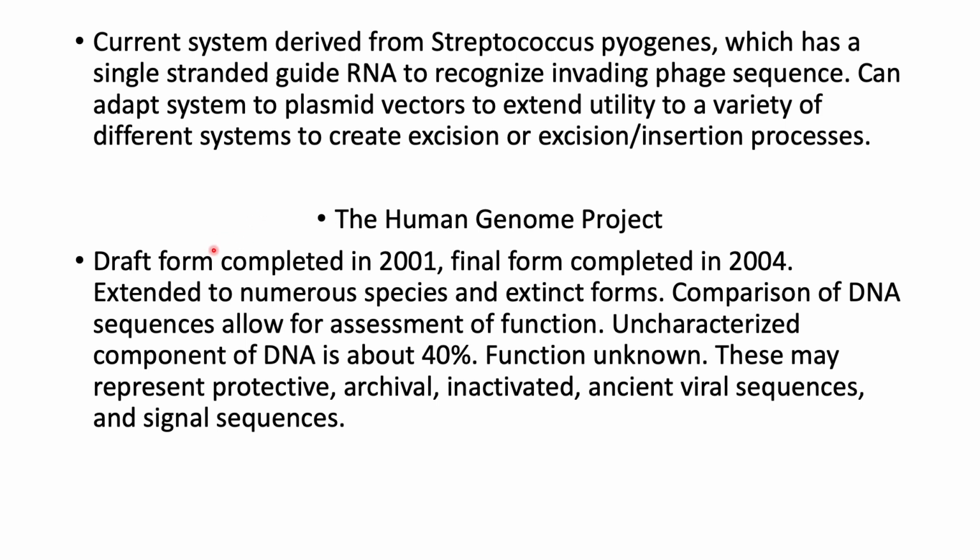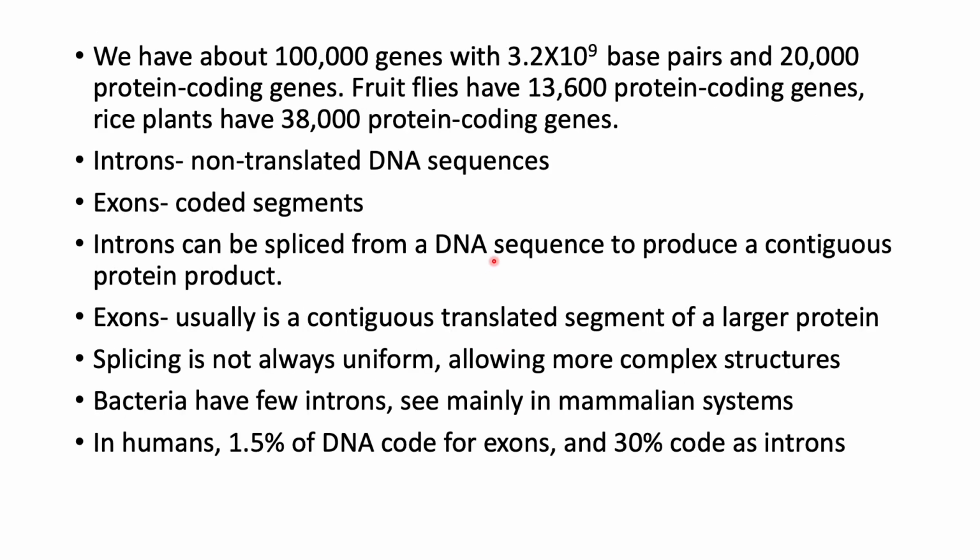The Human Genome Project is a component of all this. The draft form was completed in 2001, the final form in 2004. Numerous species and extinct forms have had this work done. You can compare the DNA sequences and allow for assessment of function. The uncharacterized component of DNA is about 40%. Their function is unknown. They may represent archival evolutionary inactive forms, sort of like Neanderthal DNA. You know, it's there, and it has no particular function. It may be protective against nucleases, but for the most part, it's unknown and uncharacterized.